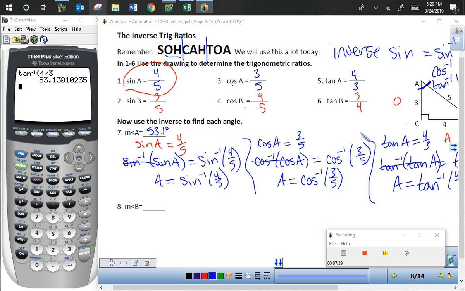Because of that, if we're given all 3 ratios, or we have all 3 sides on the triangle, it does not matter which trig ratio we use, sine, cosine, or tangent, to set up our equation. They all will give us the same answer. Okay, for that reason, I want you to use one of these 3 equations to solve for angle B. Pause the video and get that done.